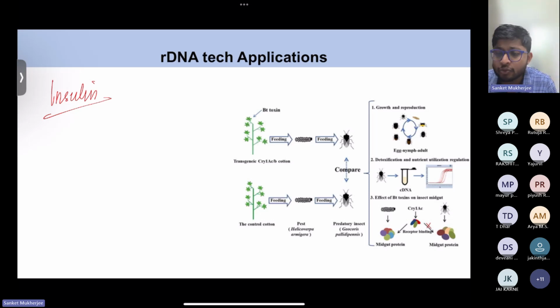But now scientists have developed methods to produce insulin in bacteria as well, or in eukaryotic cells as well. So they can do it using recombinant DNA technology approaches. You can read about it. Then there are Bt plants. Bt stands for Bacillus thuringiensis. Bt plants have Cry toxins. These Cry toxins are important as they interrupt the life cycle of pests, basically insects. So that's the idea.